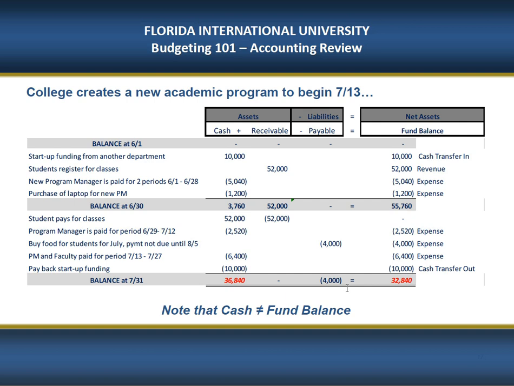At some point, we also have to register students for these classes, or students register themselves, I should say. So we're going to record a receivable, or the student financial system is actually going to record a receivable for $52,000. Our assets go up by $52,000 for that receivable. Our fund balance also goes up by $52,000, representing revenue. Note here, we actually haven't collected the cash yet for these classes, but we do record the revenue.